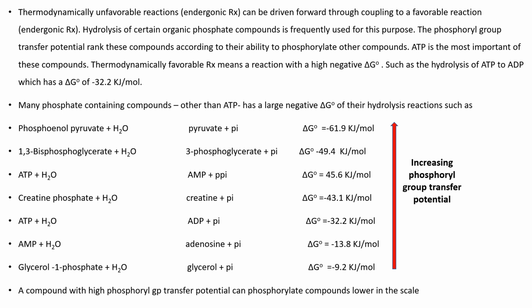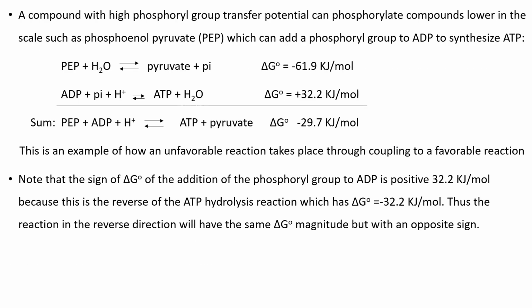A compound with a high phosphoryl group transfer potential can add a phosphate group to a compound lower in the scale. A compound with a high phosphoryl group transfer potential, as we said, can phosphorylate compounds lower in the scale, such as phosphoenol pyruvate, which has a delta G of hydrolysis of minus 61. The delta G node of the hydrolysis of phosphoenol pyruvate is minus 61.9.